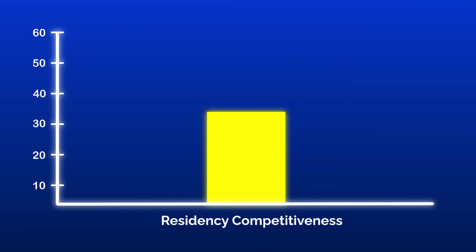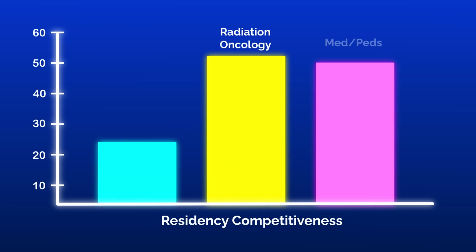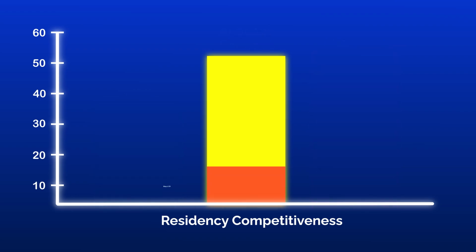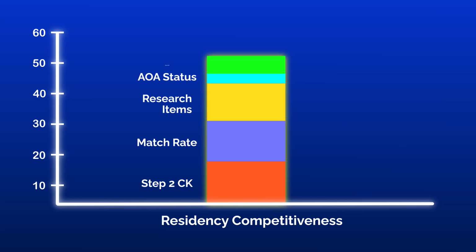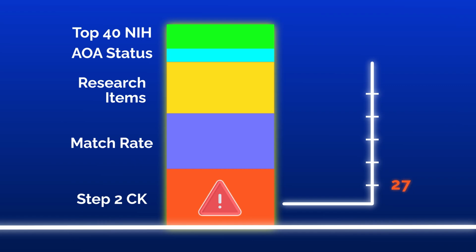In terms of residency competitiveness, radiation oncology is right in the middle of the pack, currently sitting between MedPeds and PM&R. Our specialty competitiveness index factors in step 2 CK score, match rate, research items, AOA status, and top 40 NIH funding. Your step 2 CK score is the most critical hard metric for applying to residency. The average step 2 CK score for radiation oncology is 252, which is right in mid-range compared to other specialties.